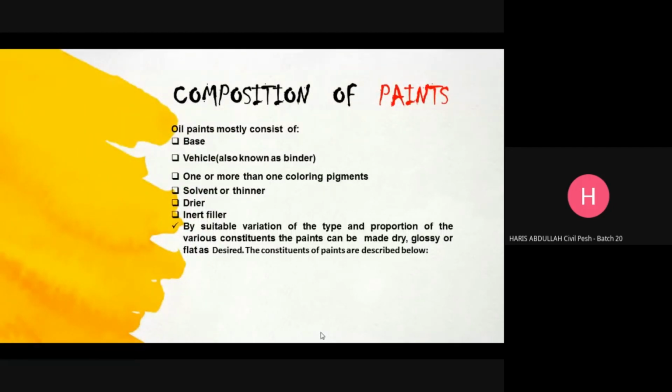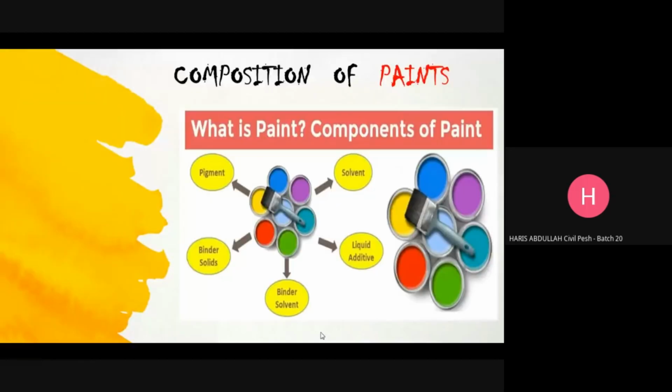Types of paint should be selected according to the construction, and the cost should be as low as possible. Costly paints should not be used in common construction, depending upon the composition of paint. So let's now move forward. As you can see in this slide, the composition of paints has been summed up in one picture: it is composed of pigment, solvent, solids, binder, solvent, and liquid additives.